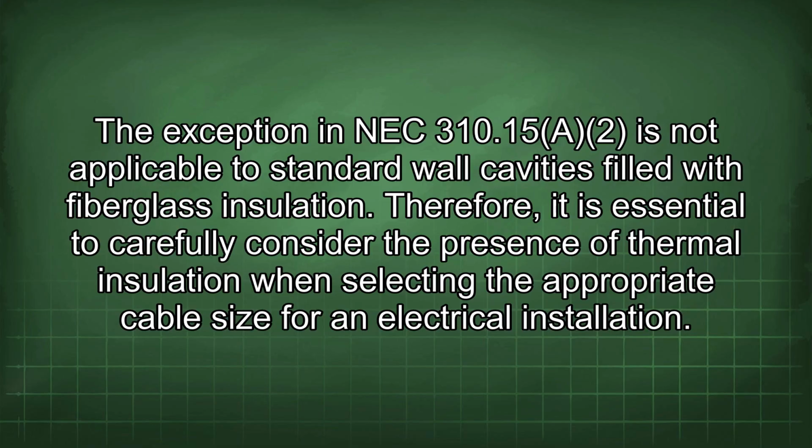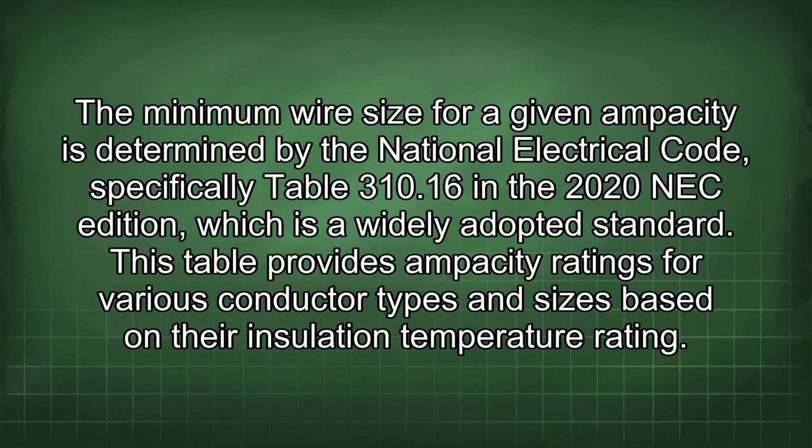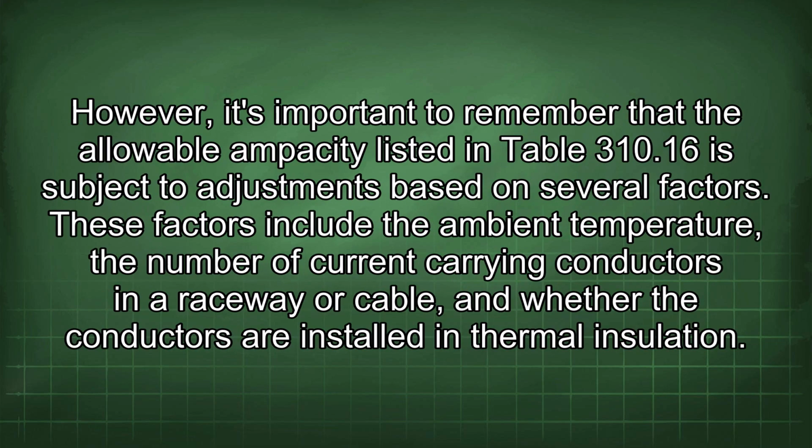The minimum wire size for a given ampacity is determined by the National Electrical Code, specifically Table 310.16 in the 2020 NEC edition, which is a widely adopted standard. This table provides ampacity ratings for various conductor types and sizes based on their insulation temperature rating. However, it's important to remember that the allowable ampacity listed in Table 310.16 is subject to adjustments based on several factors.